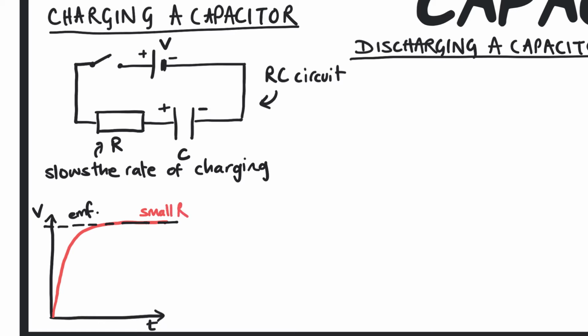If, however, we increase that resistance, then that's going to slow down the rate at which the capacitor reaches that maximum potential difference. So the graph will look something more like this.